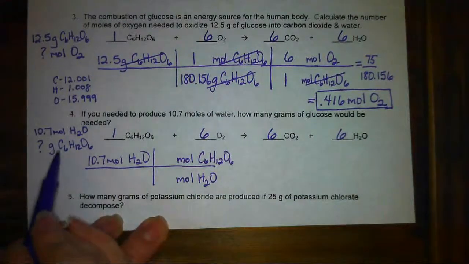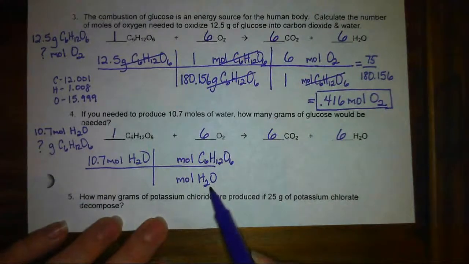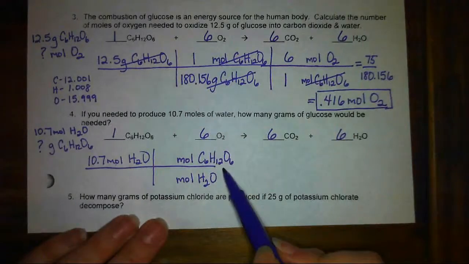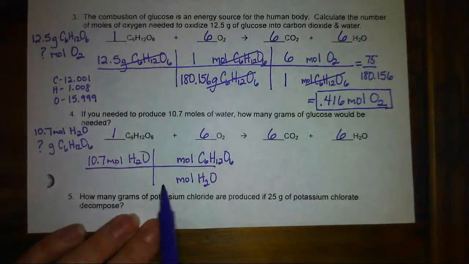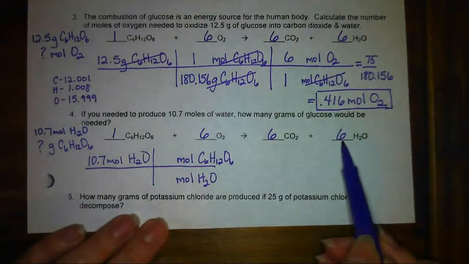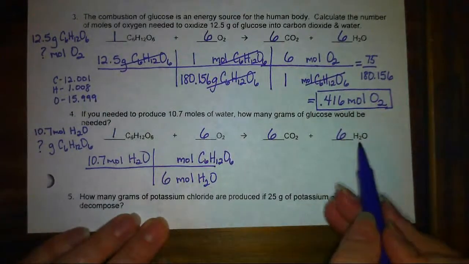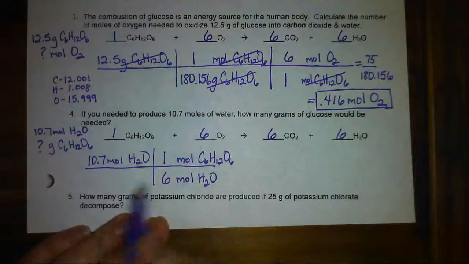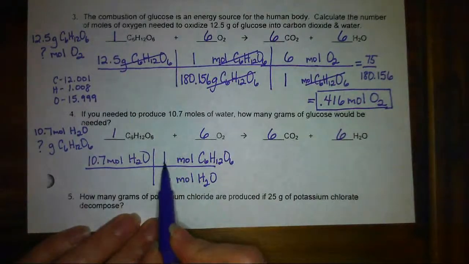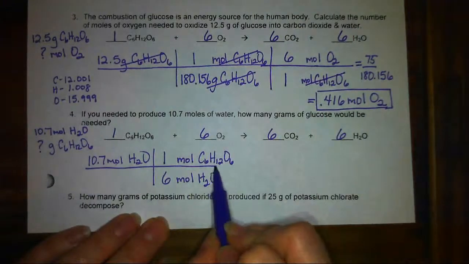I eventually want to get to grams of glucose, but I can't go directly from moles of one substance to grams of another. I first have to go from moles of one substance, in this case water, to moles of a second substance, in this case glucose. Now, how do I know what numbers go here? I look at my balanced equation. So over here at water, it looks like 6 moles of water is going to be produced for every 1 mole of glucose that you start with. So remember, your conversion factor from going from moles to moles is going to come from your balanced equation.